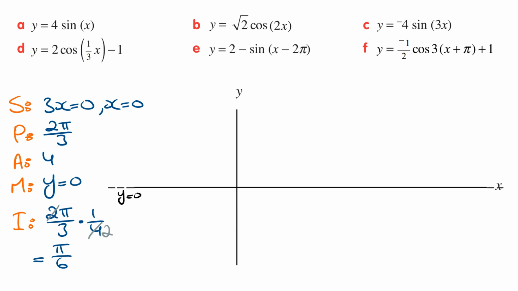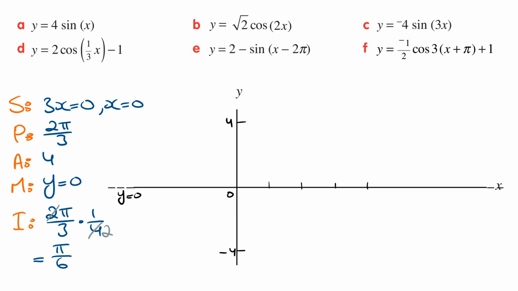This is going to be the line y is equal to 0. The amplitude is 4, and so the maximum value is going to be 4 and the minimum value is going to be minus 4. The starting point is when x is equal to 0. And now we mark the 4 intervals. We know that each interval has a distance of pi on 6 units.